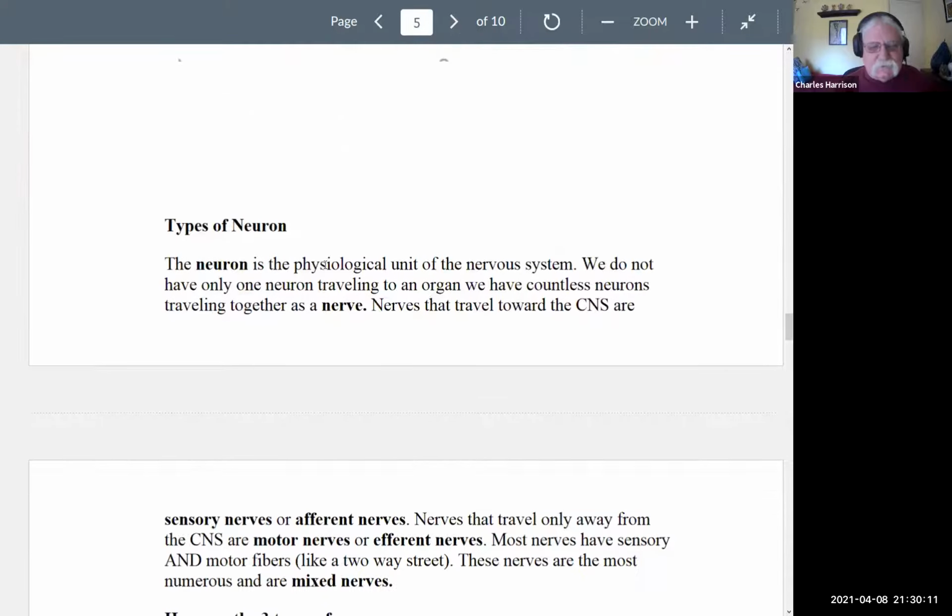Types of neurons. The neuron's the physiological unit of the nervous system. Should go without saying, but it always turns up on the test. We don't have just one neuron traveling to an organ. Often when we draw a picture on the board or you find one in the book, you see one neuron attaching one organ to another, and that's just not right. It's many, many neurons, and that makes up a nerve. Okay, and a nerve is bigger than a neuron.